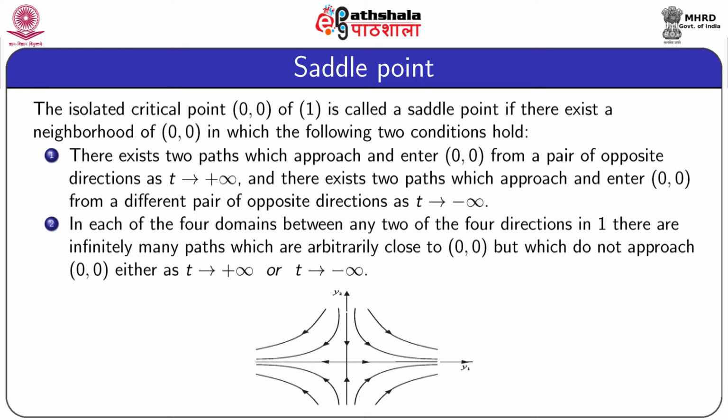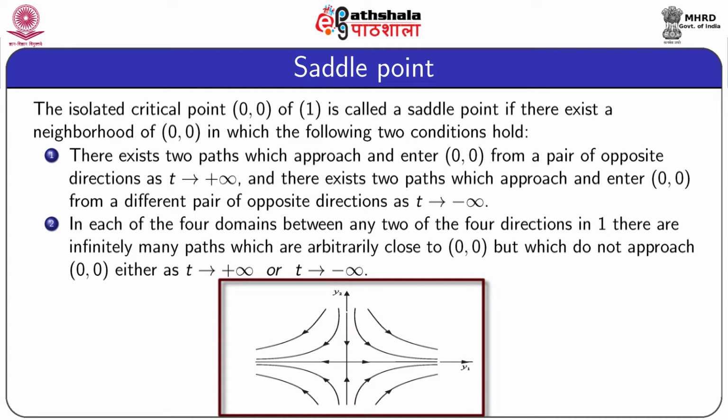In the second statement, it says in each of the four domains between any two of the four directions in (4), there are infinitely many paths which are arbitrarily close to (0, 0), but which do not approach (0, 0) as t tends to plus infinity or t tends to minus infinity. In fact, these paths will be asymptotic. So, these paths are this curved line, and you will draw this curved line in such a manner that please consider this arrow and this arrow. It is coming from this and then going in this direction, and hence when you draw this curve, it will be in this direction and the arrow direction will be in this movement. Similarly, if I consider this, then this arrow is going in this direction and then to the right, and this curved path will be asymptotic to this straight line and this straight line, it will move in this particular direction, and the figure which you get is called a saddle.